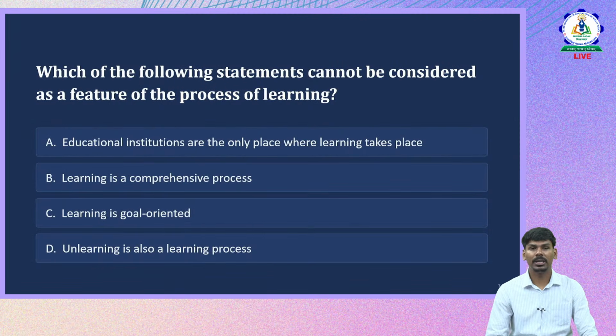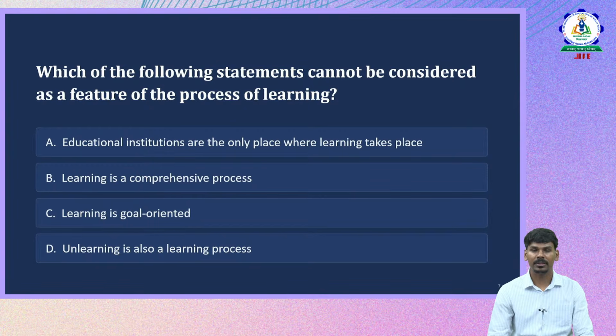Let us go to a question now. Which of the following statements cannot be considered as a feature of the process of learning? Is it option A, educational institutions are the only place where learning takes place? Option B, learning is a comprehensive process. Option C, learning is goal-oriented. Or option D, unlearning is also a learning process.